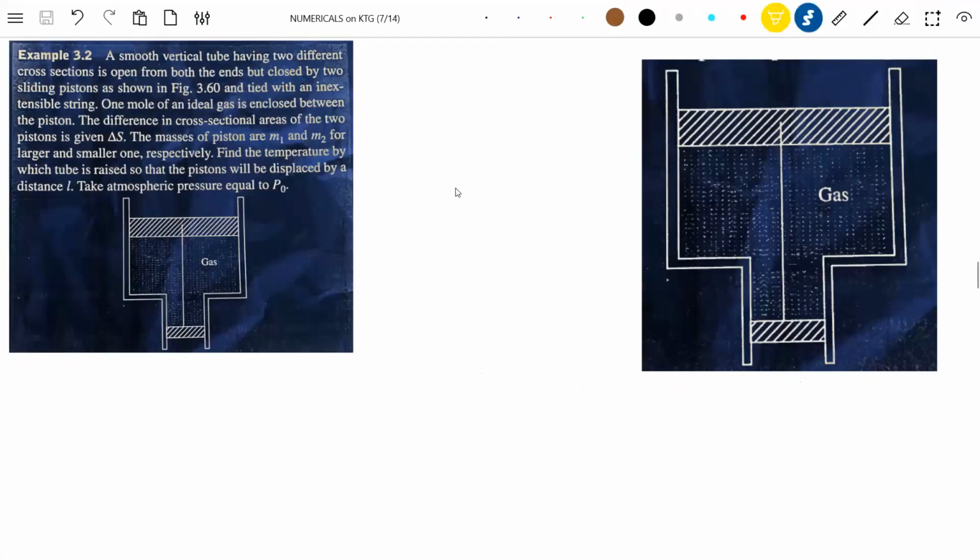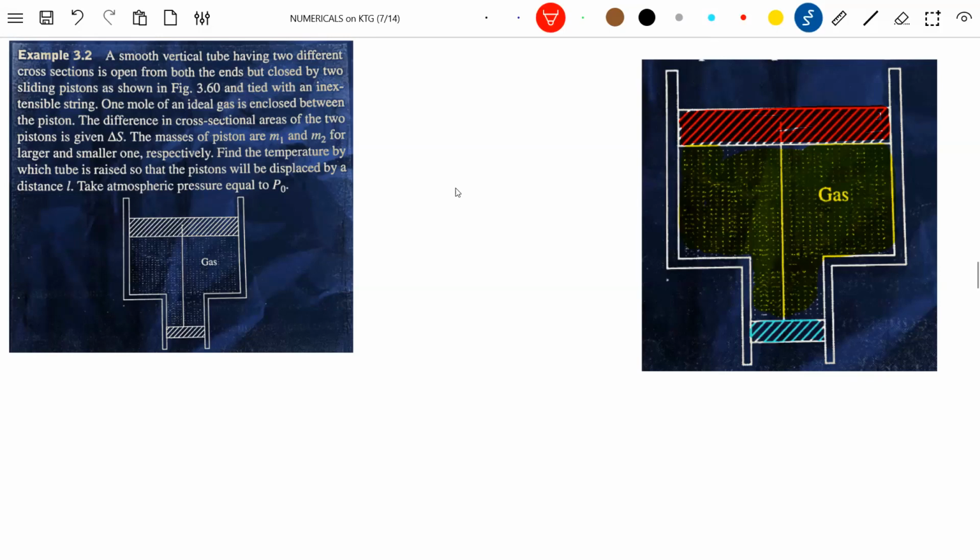Where is the gas? This part is gas here. Are you seeing this? This part is the gas and the piston. We do have an upper piston and a lower piston. What are the various forces that are acting on it? We'll try to indicate various forces that are acting on it.